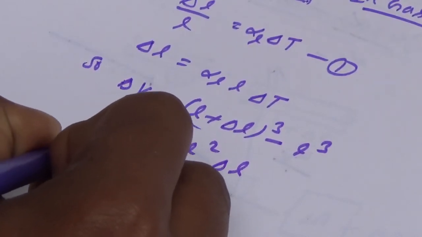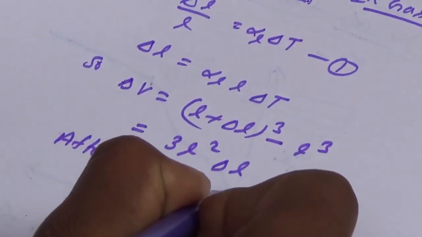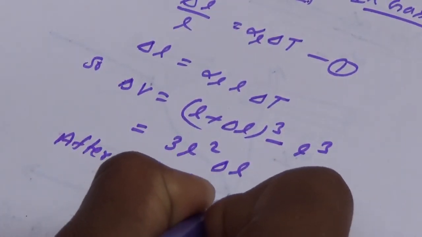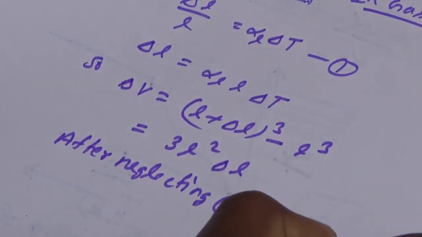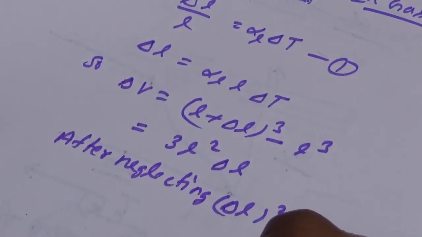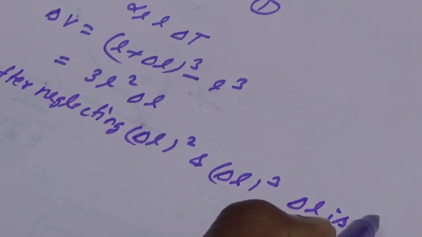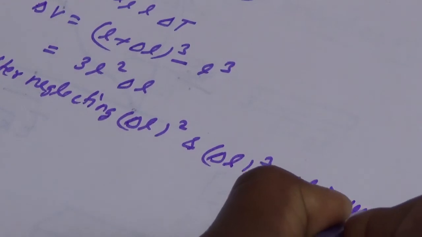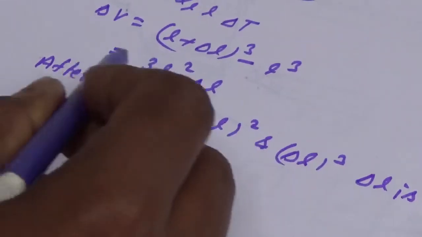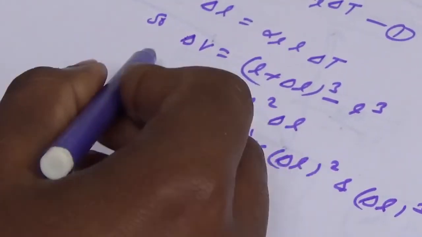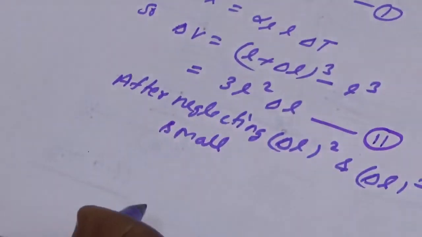After neglecting the very small terms, that is del L square and del L cube, because del L is very small, we have found del V is equal to 3 L square del L. It is equation number 2.